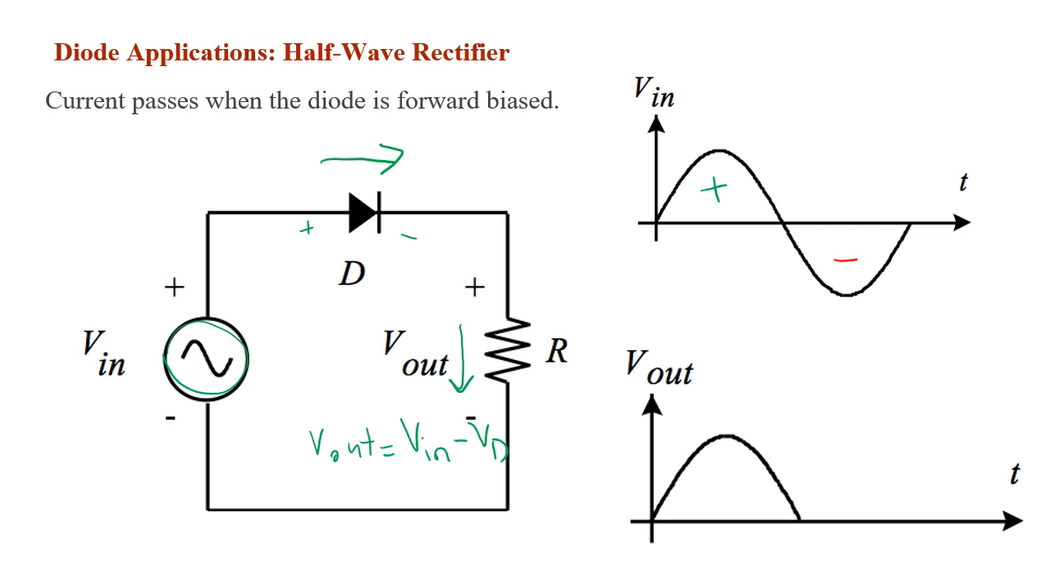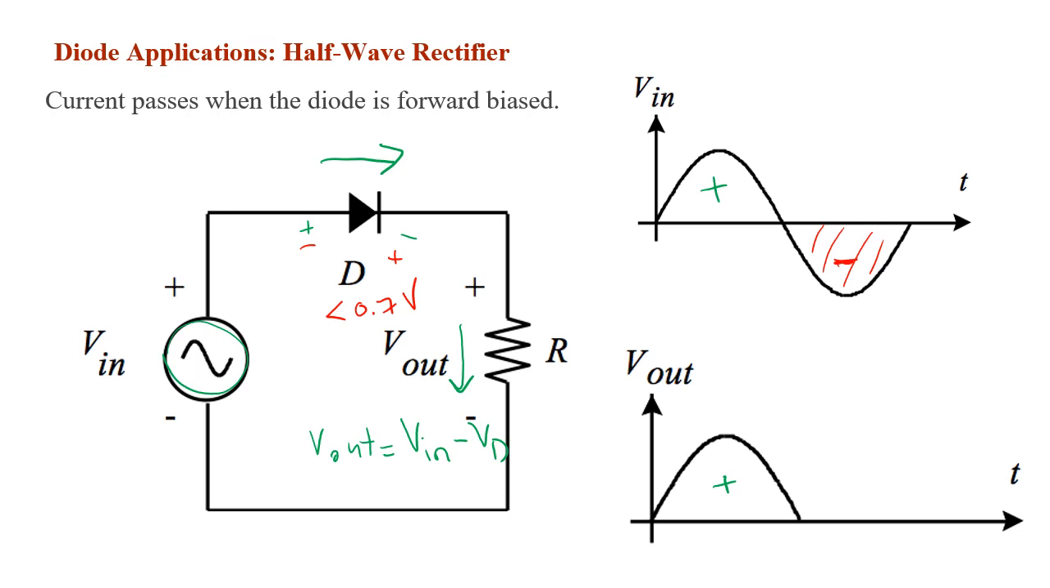Since diodes generally only conduct current when they're forward biased, or only when the voltage across them is greater than the threshold voltage 0.7 volts, then they will start conducting currents. Otherwise, if the input is negative, so during the negative half cycle of the input, then the voltage across the diode is going to be negative, or less than 0.7 volts.